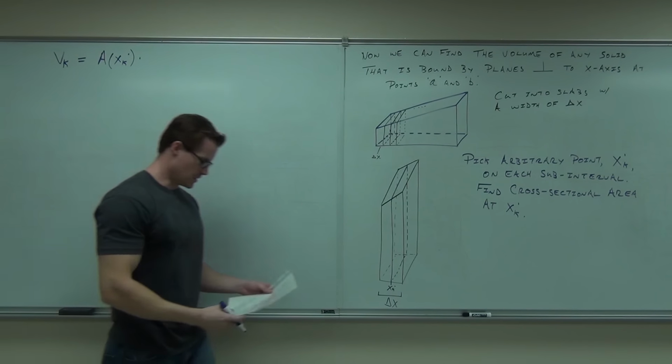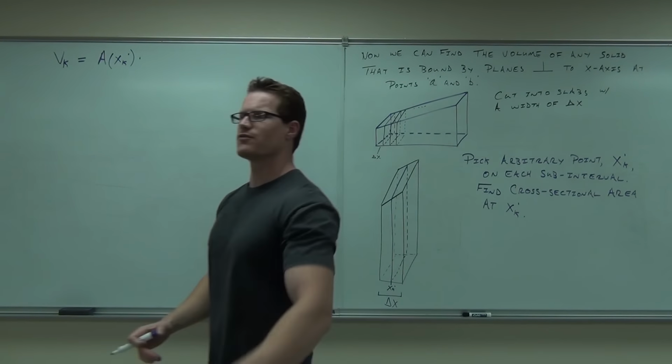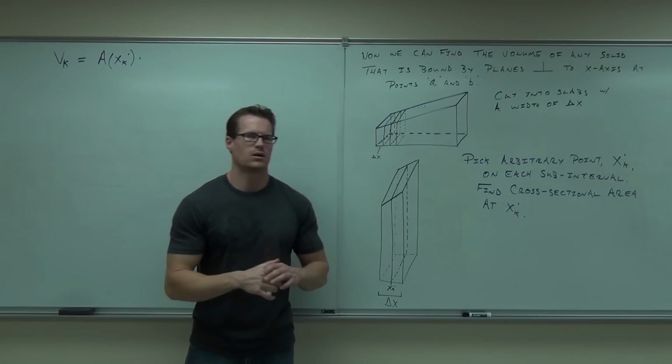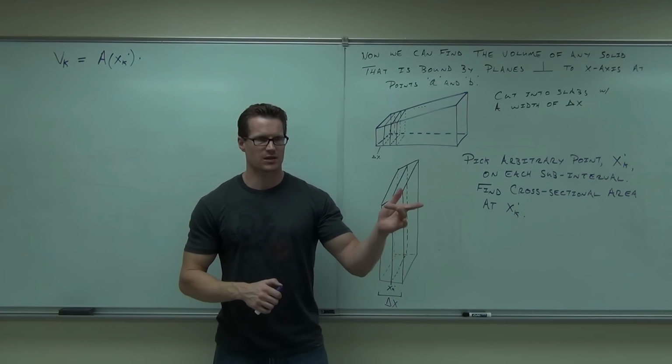Times, what do you think? Times what? What am I doing up here? How do you find volume again? How do you find volume? What are you doing for volume? We're beyond that. Yes, it's length times width times height for a rectangular prism.